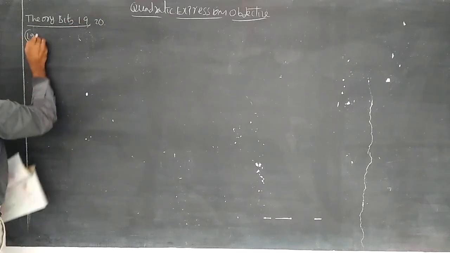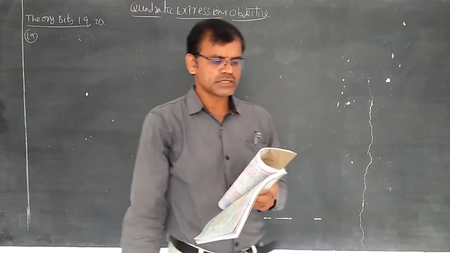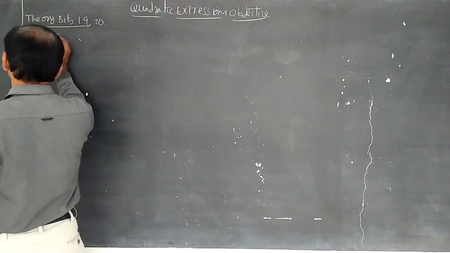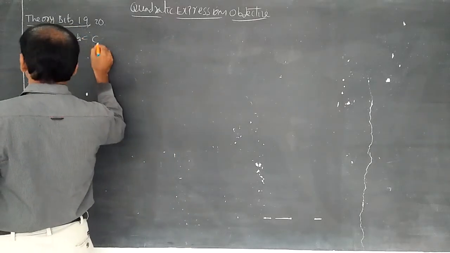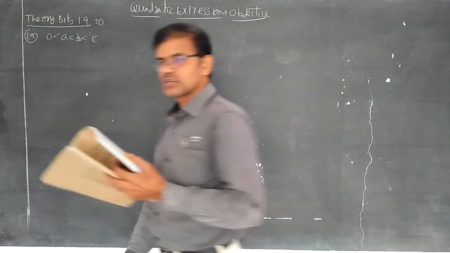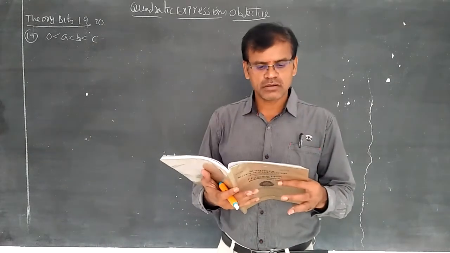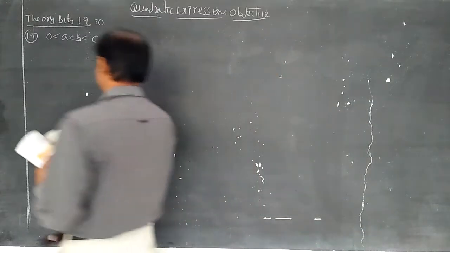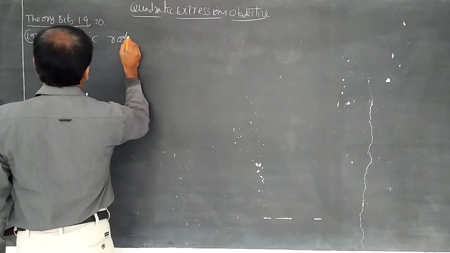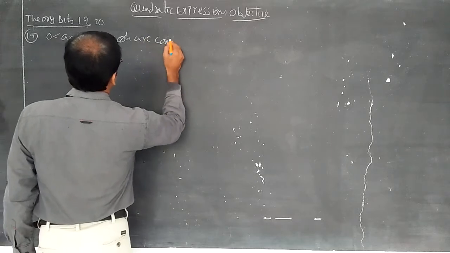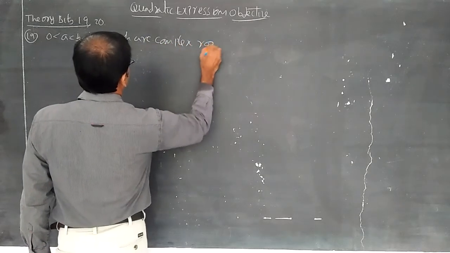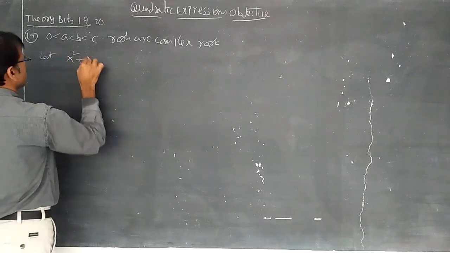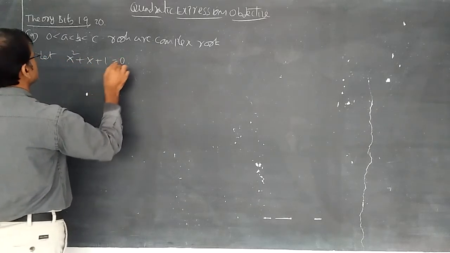Read the question, the 19th one. If 0 less than a less than b less than c, it means everything is positive. That is, a, b, c are positive, and the roots alpha, beta of the equation x square plus ax plus b... plus c equal to 0 are non-real complex roots. Roots are complex roots, and a, b, c are positive. Simply you can take this as an example, x square plus x plus 1 equal to 0.